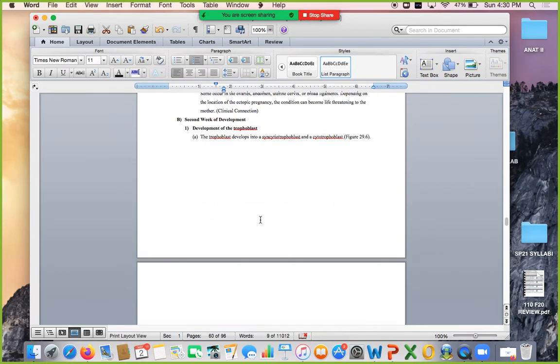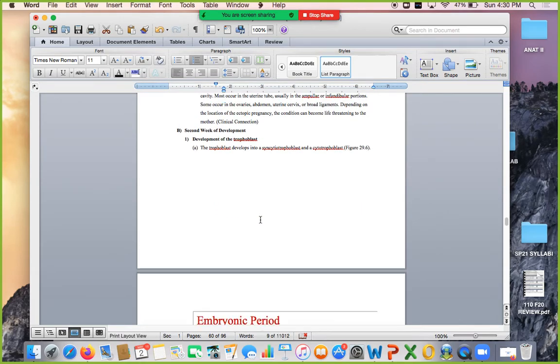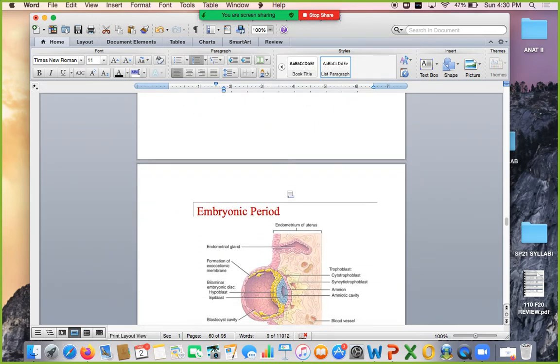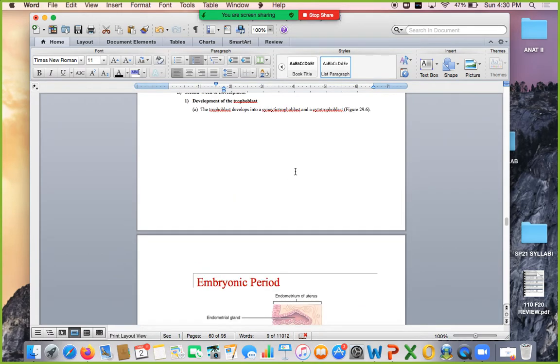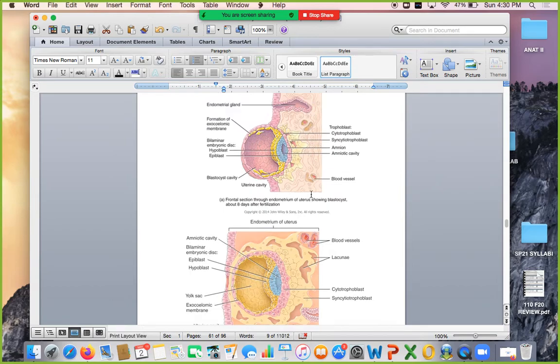All right, so let's talk about what happens to the trophoblast. The trophoblast is going to turn into a syncytiotrophoblast and a cytotrophoblast. And that looks like, here we go. So the trophoblast layer is that external layer, and here's the cytotrophoblast and the syncytiotrophoblast there. Those are going to turn into the fetal associated tissues, such as the placenta.